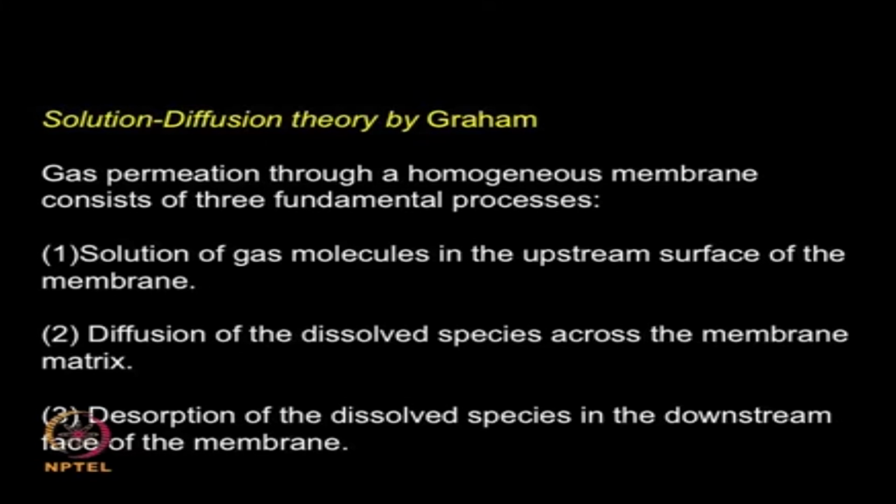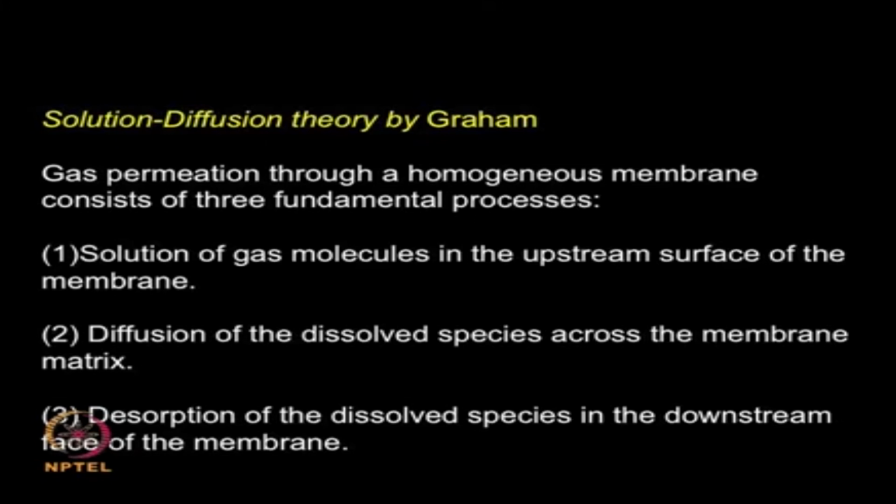This permeation is made up of 3 fundamental basic steps. So the solute is permeating through a membrane, and there are 3 things that are going to happen. First, solution of gas molecules in the upstream surface of the membrane. Initially you have the solution of liquid which goes into gas, and that gas molecule is in contact with the membrane surface in the upstream. Then you are going to have a diffusion of this dissolved species or solute through the membrane. And the third step is the desorption of this dissolved species into the downstream phase of the membrane.